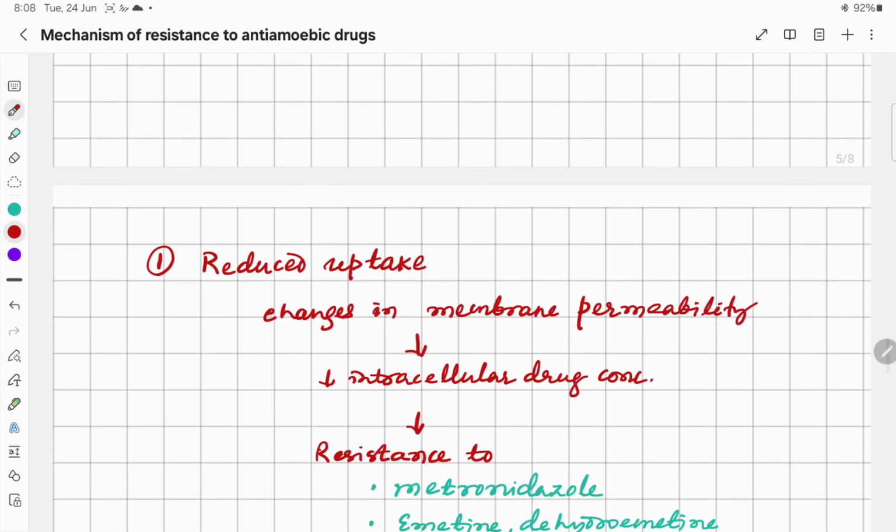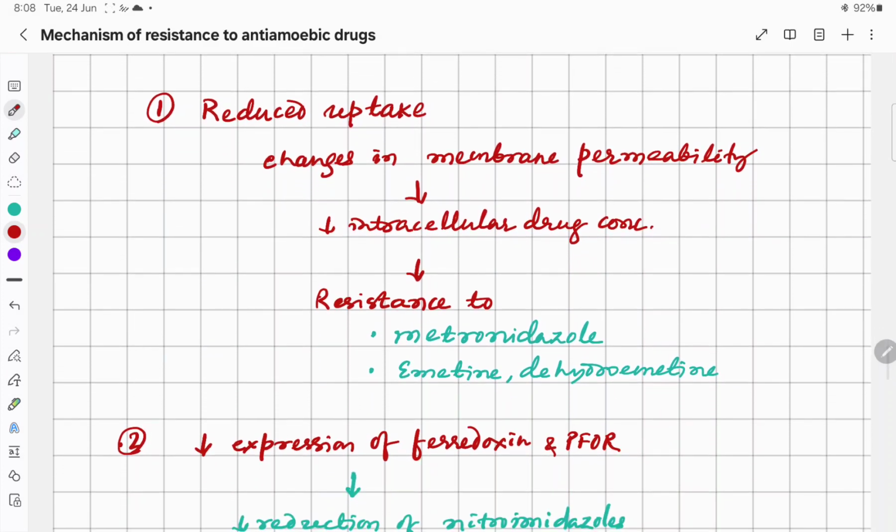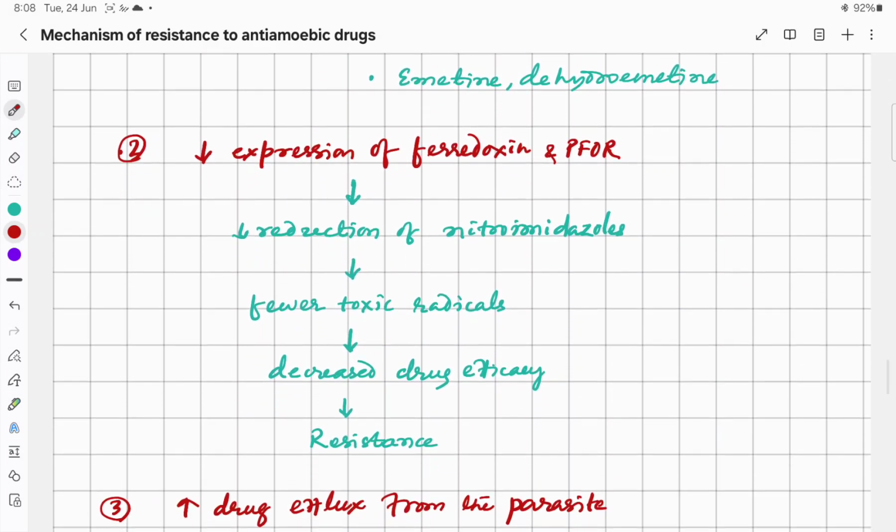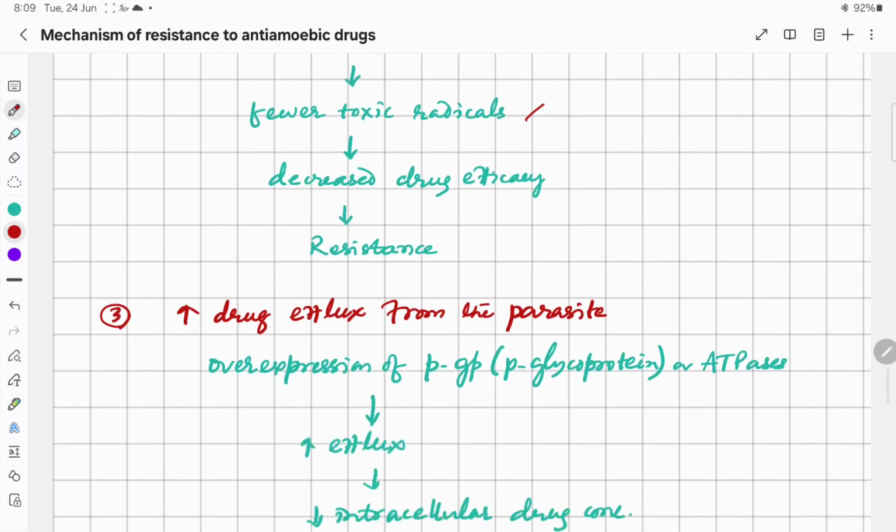So let us discuss one by one. So reduced uptake, due to changes in membrane permeability, will decrease the intracellular drug concentration and can be a cause of resistance to metronidazole, emetine, dehydroemetine. There can be decreased expression of ferredoxin and pyruvate ferredoxin oxidoreductase enzyme, so that will decrease the reduction of nitroimidazole, so there will be fewer toxic free radicals, which will decrease the drug efficacy and hence cause resistance.